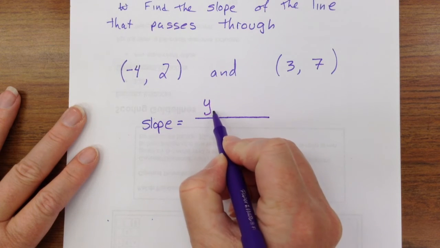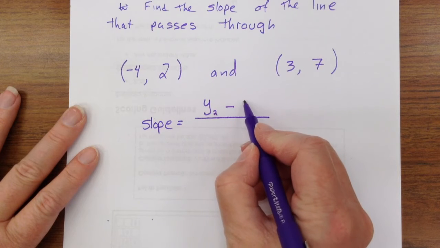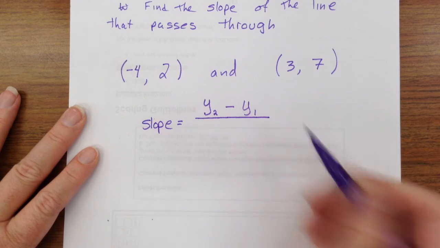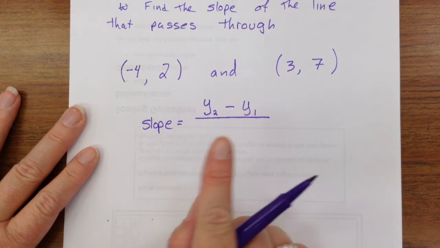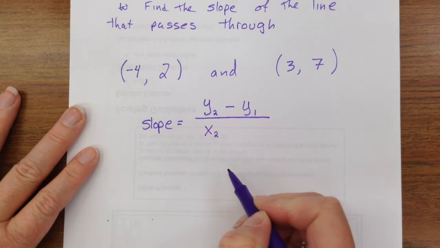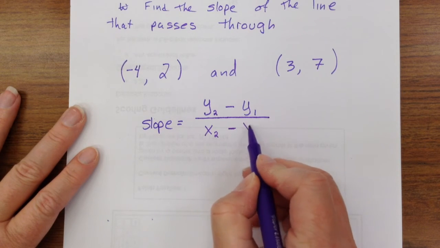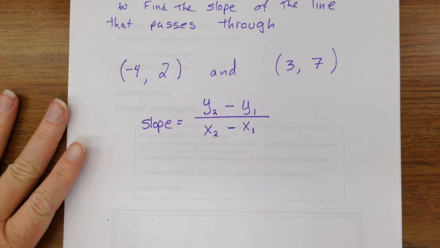y sub 2 minus y sub 1. Those are little teeny 2's, little teeny 1's. I'll explain. In the bottom, x sub 2 minus x sub 1. All right, now what is this? Pause the video, write it down.